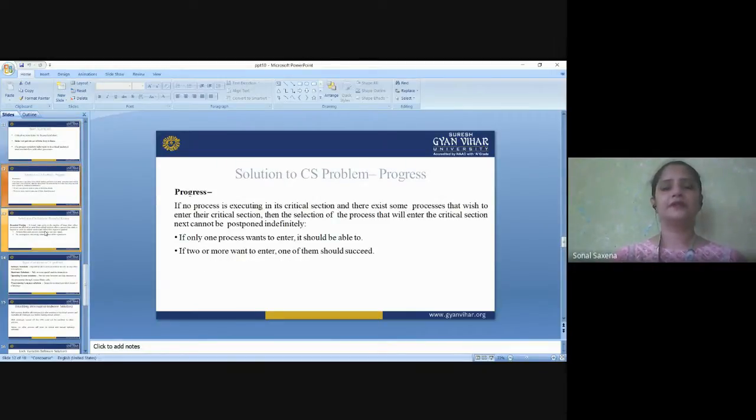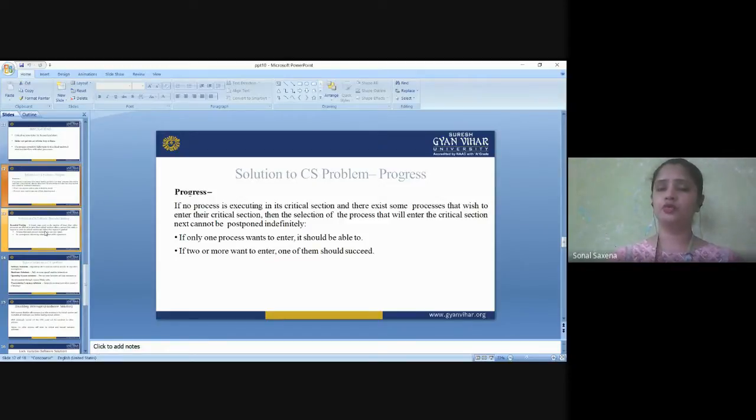Now, second, we have seen a solution to the CS problem, that is progress. See, if no process is executing in its critical section, and there exist some processes that wish to enter this critical section, then the selection of the process that will enter the critical section next cannot be postponed indefinitely. Progress should always be made.